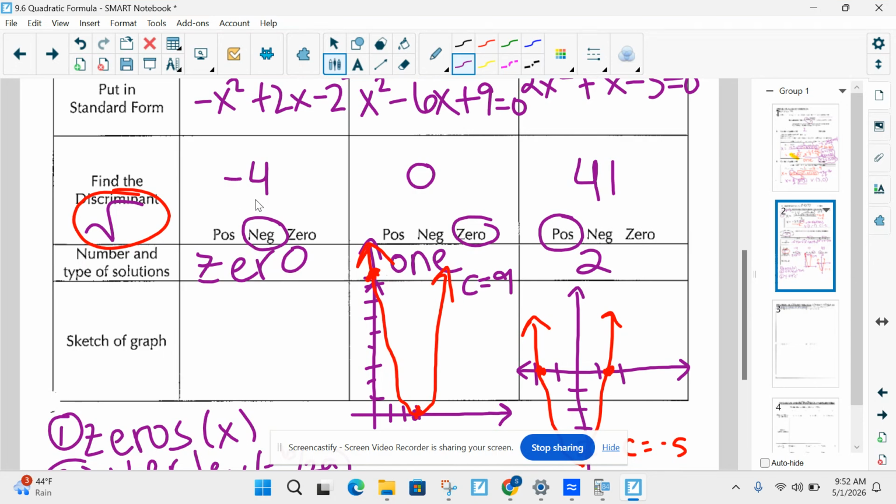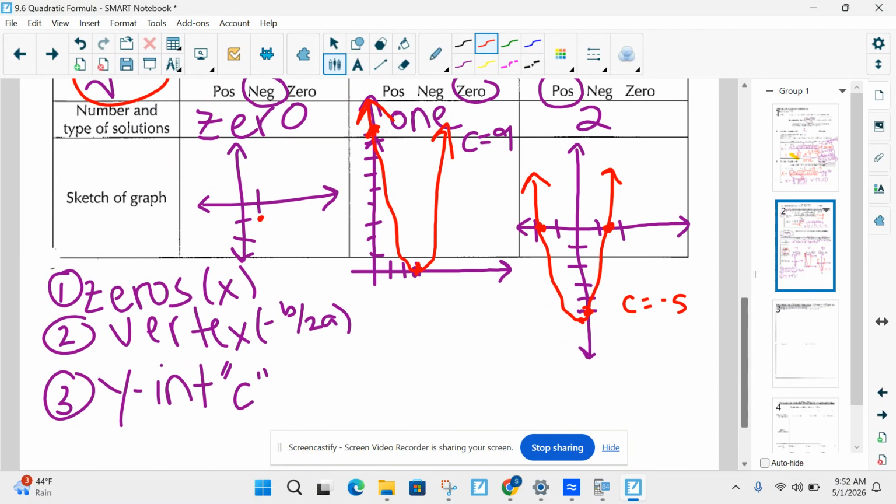So let's do that. I'm going to make my x and y axis. I only need 2 points for this one. I need the vertex, which is at 1, negative 1, right there. And then I need the y-intercept, which is at negative 2, right there. And then it goes down like that.